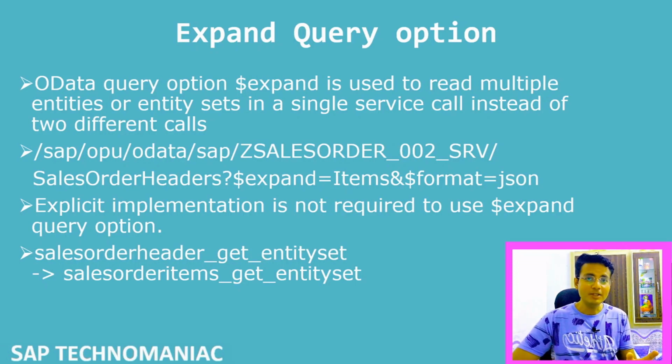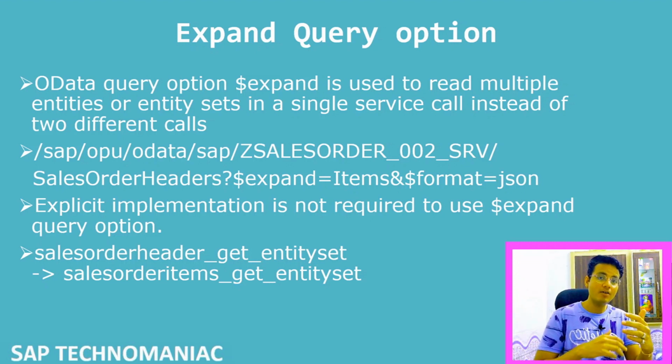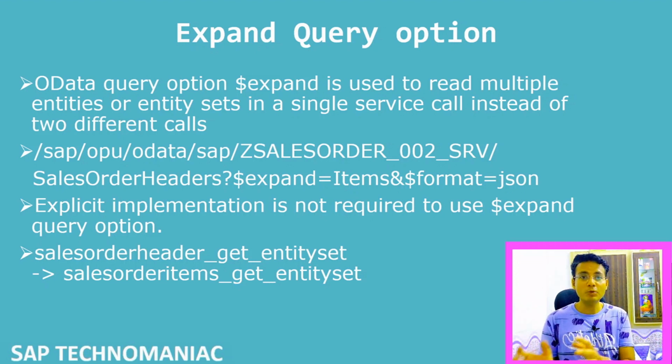So we came to the end of our video. In this video, we learned about the expand query option. Why do we use expand query options? To get two entity sets' data in a single service call. Instead of calling one entity set and then after that calling another entity set, we want to call both the entity sets together in one call itself, then we will use expand query options.